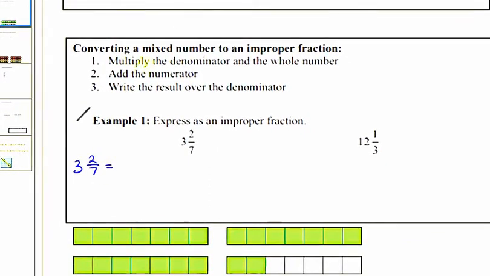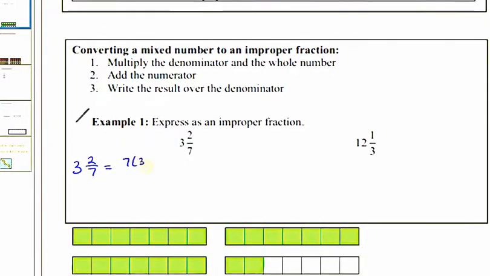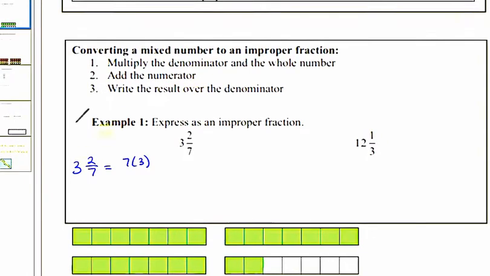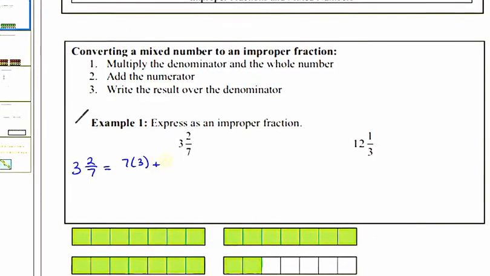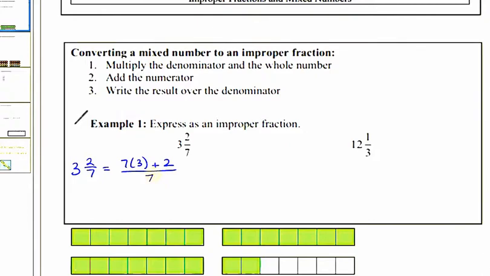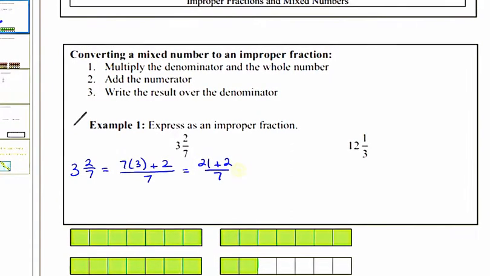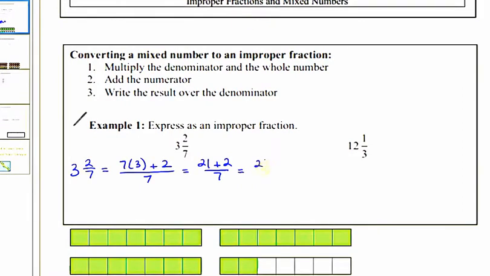Following the procedure outlined above, we first multiply the denominator and the whole number, which would be 7 times 3. Step 2, we add the numerator, which in this case would be plus 2. We write the result over the original denominator, which in this case is 7. And now we'll simplify using the order of operations. So we multiply first. 7 times 3 is equal to 21. So we have 21 plus 2 all over 7, which gives us 23/7 as our improper fraction.